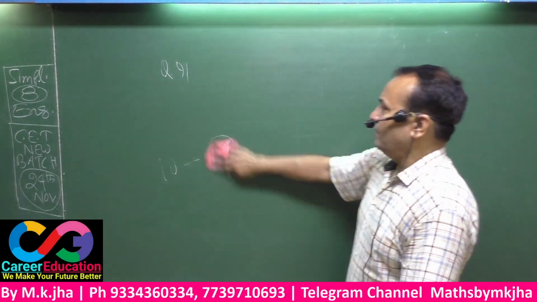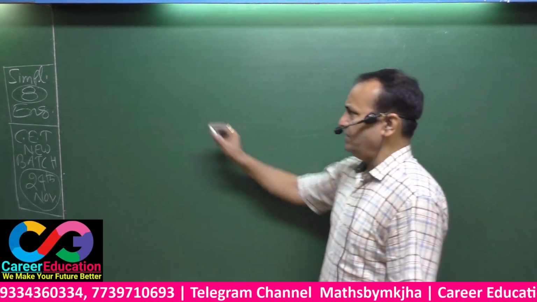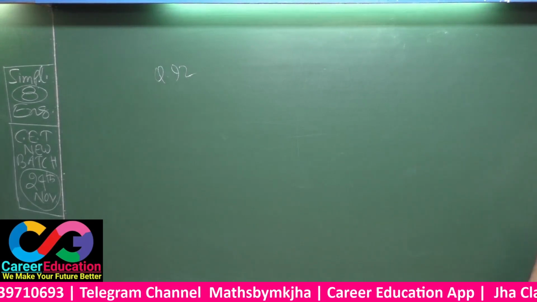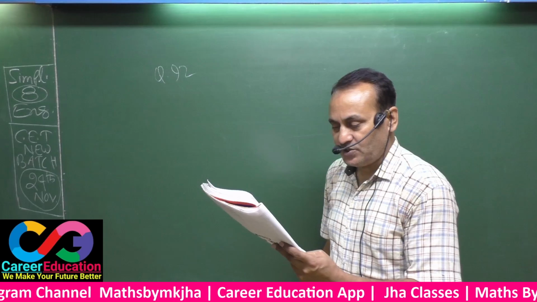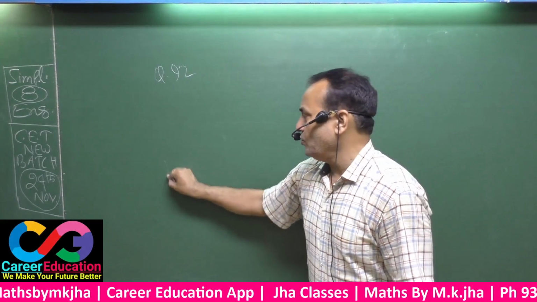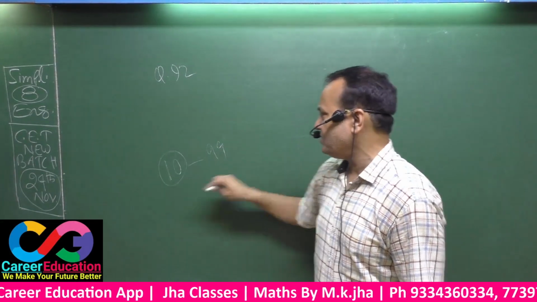Now, come to question number 92. Which is the 2-digit smallest perfect square number? See, the 2-digit smallest number is this one.